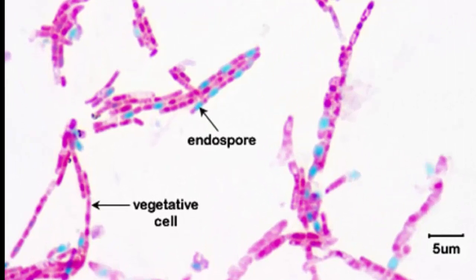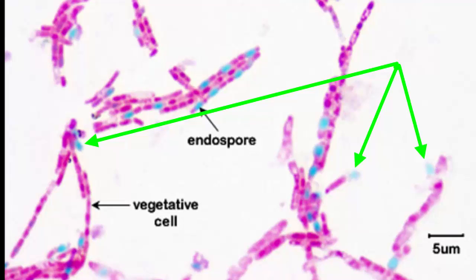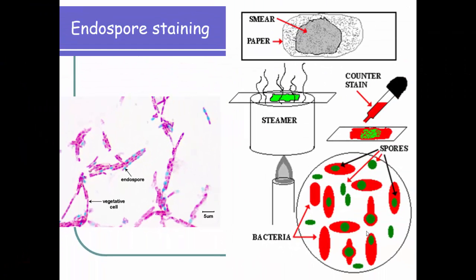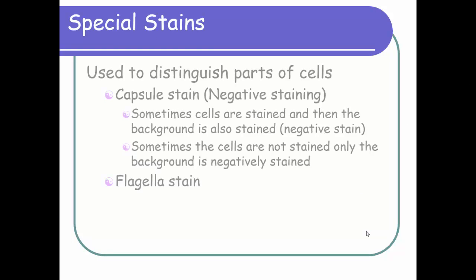Here's the endospores, and the pink represents the vegetative cells or the living cells. In this picture, you'll notice that some of the endospores actually no longer are inside the cell. This is simply because the original cell that formed the endospore no longer exists. It has died under the harsh conditions. That's why the bacteria formed the endospores in the first place.